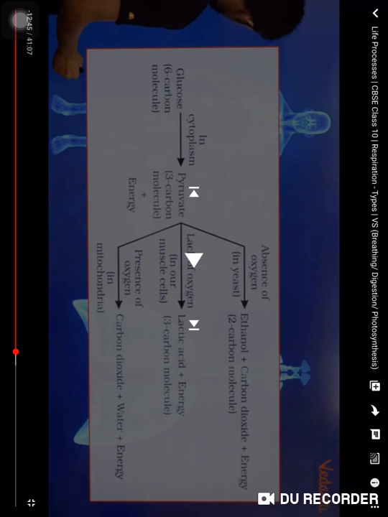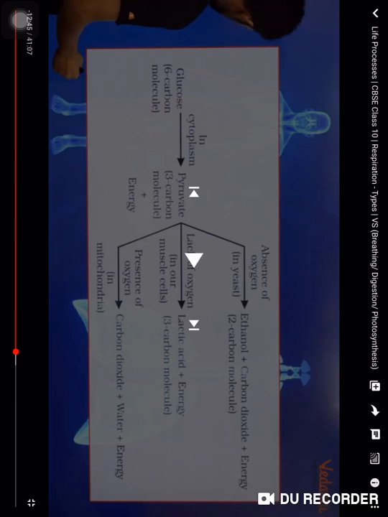This is converted into pyruvate. Means 6 carbons are converted into 3 carbons, and then they give energy. Now it takes place in presence of oxygen. If it is taking place in presence of oxygen, where will it take place? ये कहाँ होगा, presence of mitochondria में? Where will it take place?